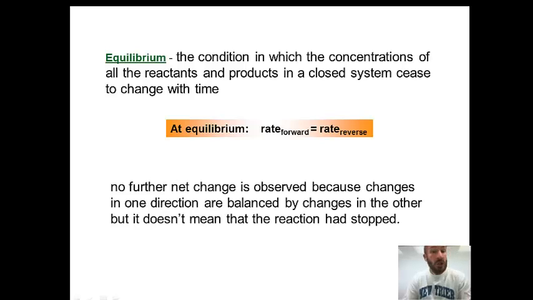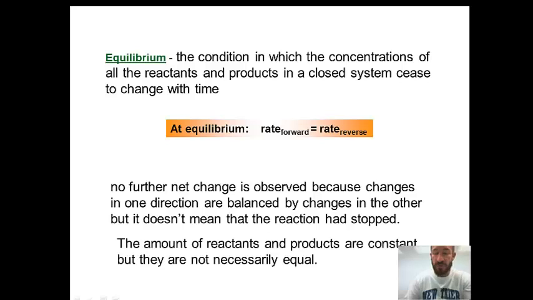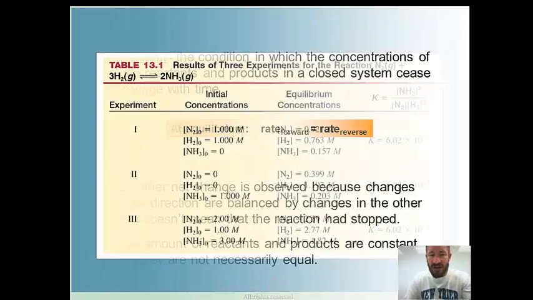So it looks exactly the same. Whatever you form in the forward is balanced out by what it changes to in the reverse. The amounts of the reactants and products are constant, but they are not necessarily equal. They could be, but that would not be a very typical situation.